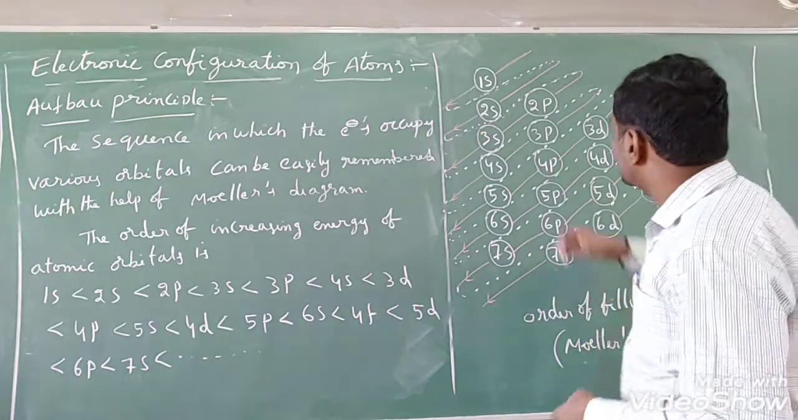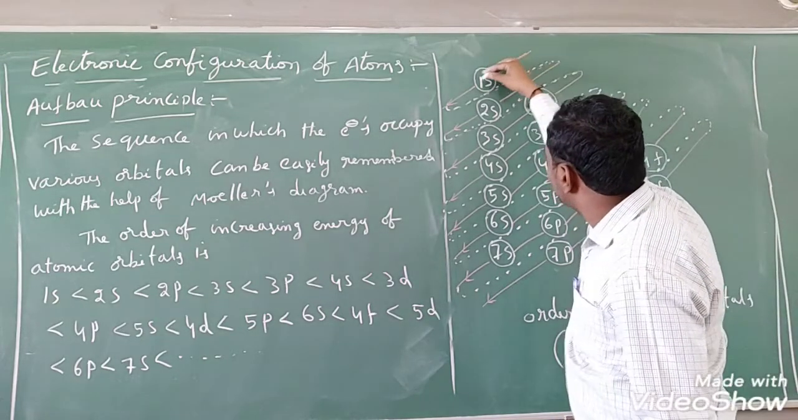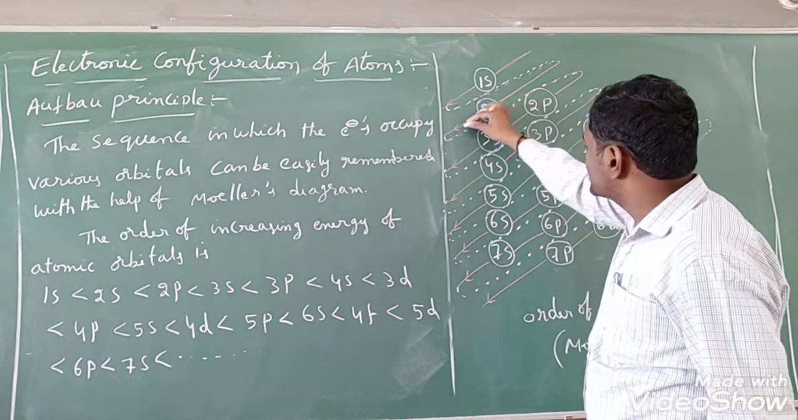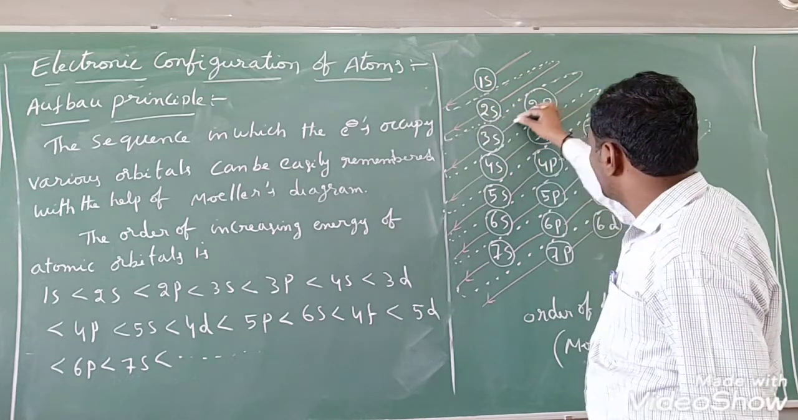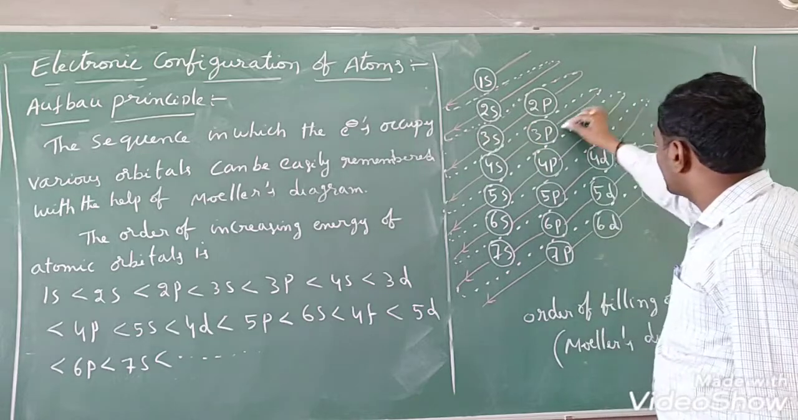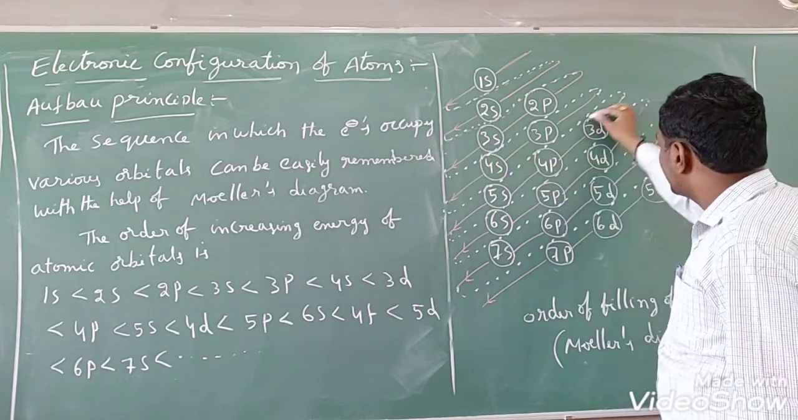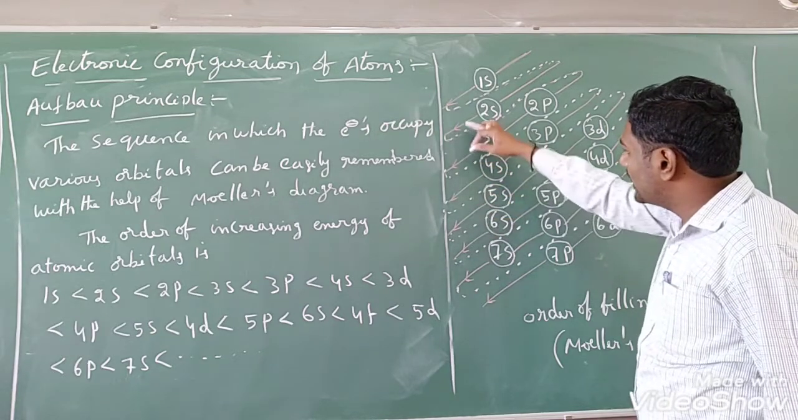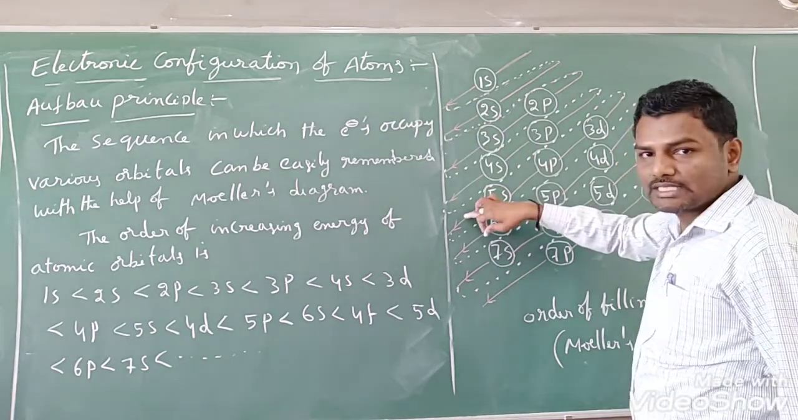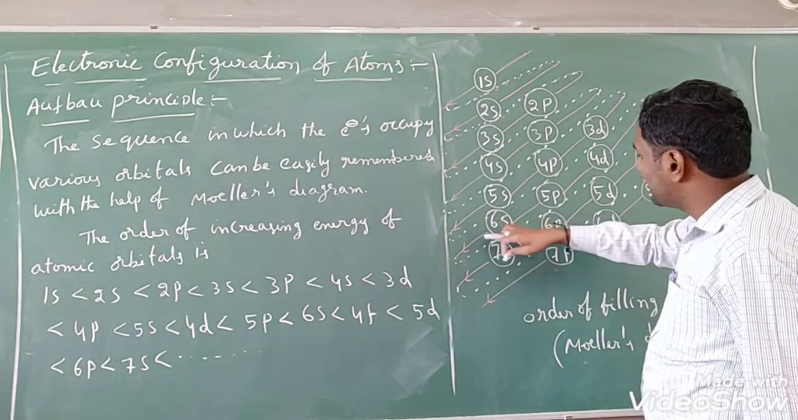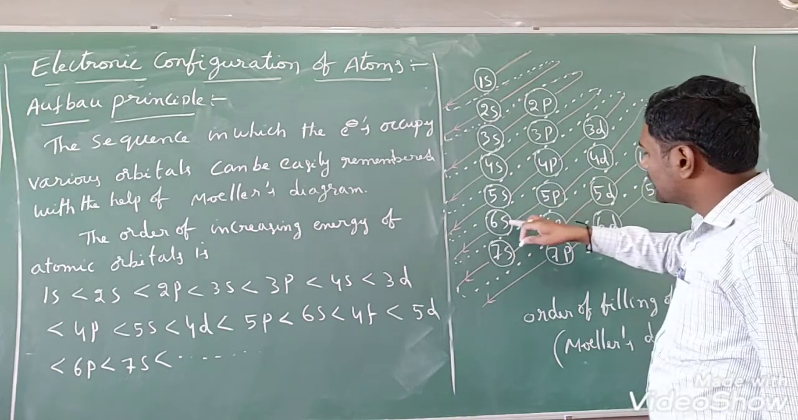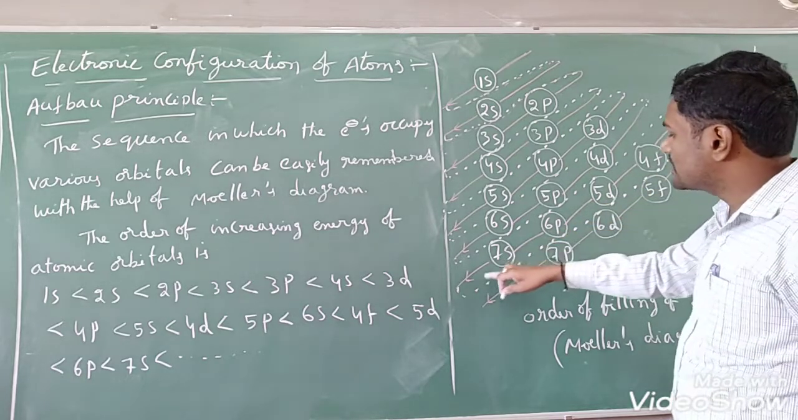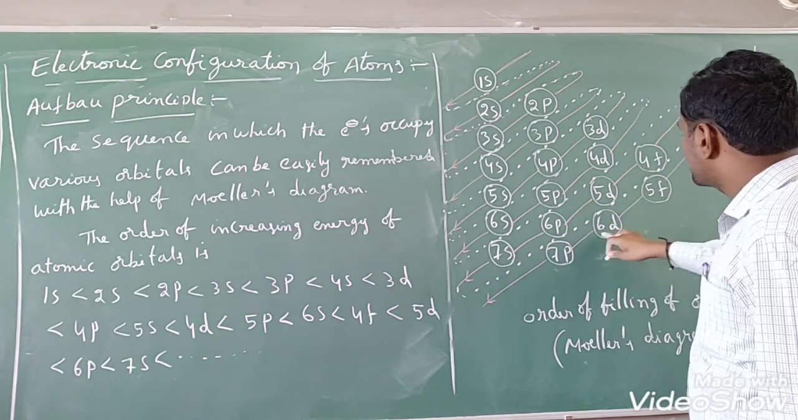Now you see that the increasing energy of various atomic orbitals I have drawn. First the lowest energy is 1s, and next 2s, then 2p, then 3s, then 3p, then 4s, then 3d, then 4p, then 5s. I have shown it correctly here with the arrow mark. You can observe here. After 5s: 4d, 5p, 6s, again 4f, 5d, 6p, 7s, next 5f, 6d, 7p.